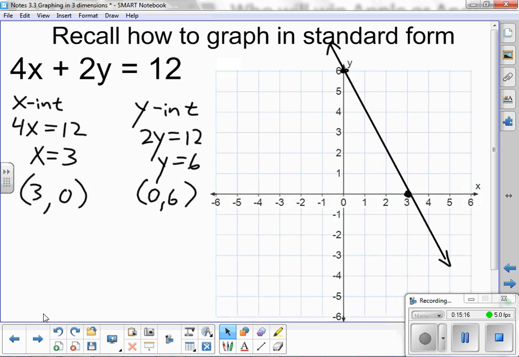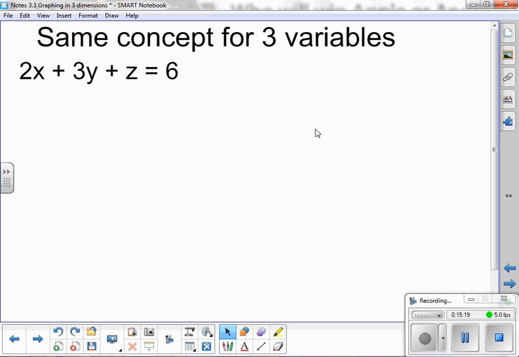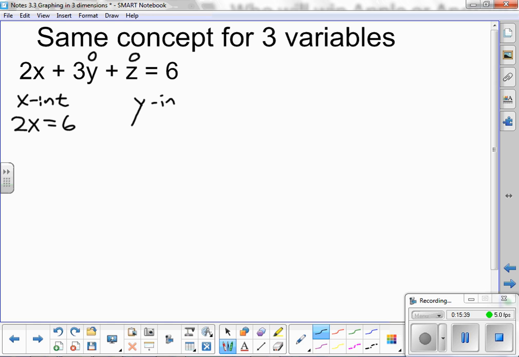We're going to take a similar approach to doing 3-variable graphing. So 2x plus 3y plus z equals 6. So with 3 variables, we've got to find 3 intercepts. Same deal here. You're going to plug in a 0 for y and 0 for z to get your x-intercept. So you're going to end up with 2x equals 6. For your y-intercept, you're going to plug in a 0 for everything else except for y. So you end up with 3y equals 6. And then for your z-intercept, which is your new intercept, you plug in 0 for x and y, you get z equals 6. Okay, so solve this one, you get x equals 3.